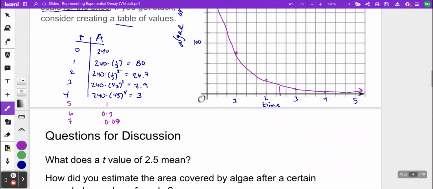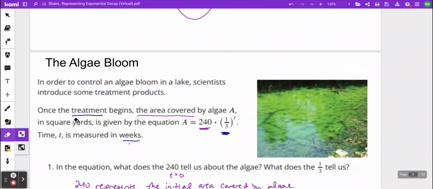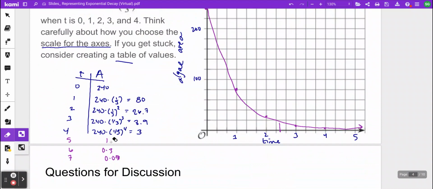If we keep multiplying by 1/3, 1/3 is never going to give you an answer of 0, right? If you were to get 0, you would have to multiply by 0. Now, in reality, if there's only 0.09 square, what are we measuring? Square yards, it's basically like it's gone. So in real life, someone might come out and say, okay, all the algae's gone. But this idea of multiplying by a fraction again and again and again is not actually going to give us 0. It's just going to give us really, really tiny numbers.